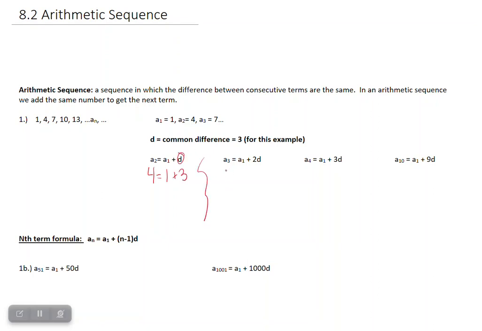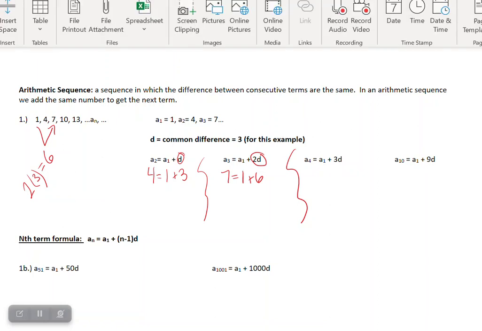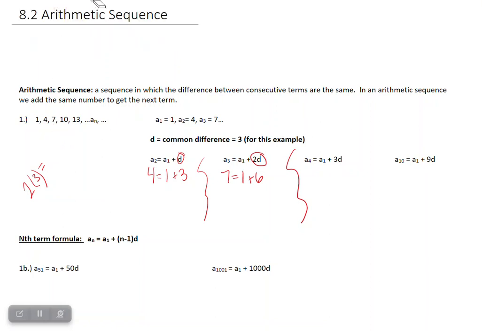If I look at the third term, which is 7, I'm actually going to start with the first term, 1, and we're adding 2 times the difference. To get from 1 to 7, it's 6. How do we get that? 2 times 3. So 2 times the common difference. And the same thing over here, because what's really happening is that to get from one place to the other, we are adding 3 one time, 2 times, 3 times.